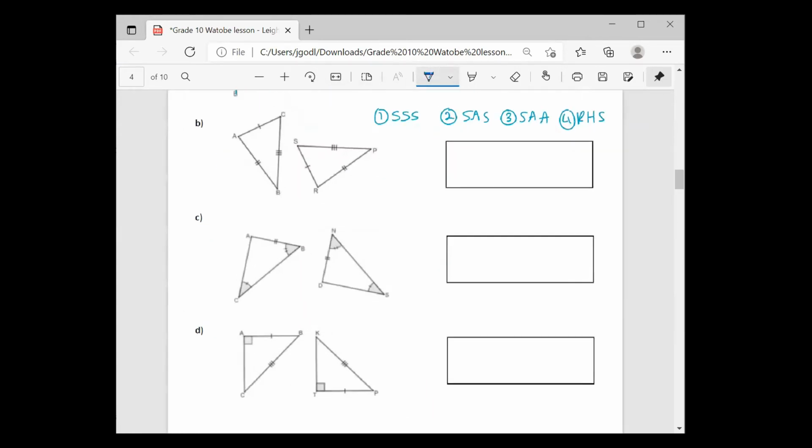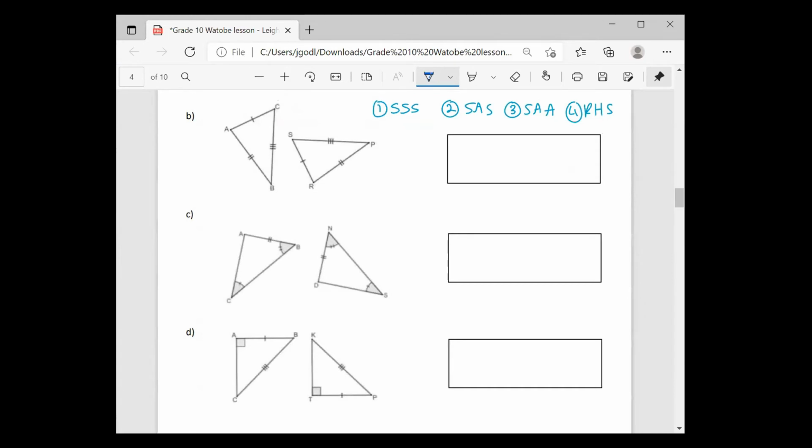All right, and you're looking at those four different cases up there. So side, side, side; side, angle, side; side, angle, angle; and right angle, hypotenuse, side. Let's have a look. Okay, so we got some answers for D. I'm seeing some good things for B. D needs some work. C is looking positive. Ah, there we go. I'm seeing a good answer for D.